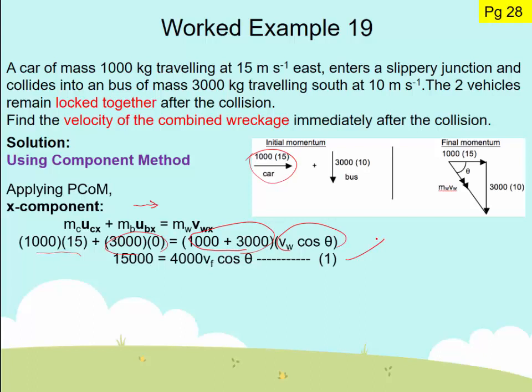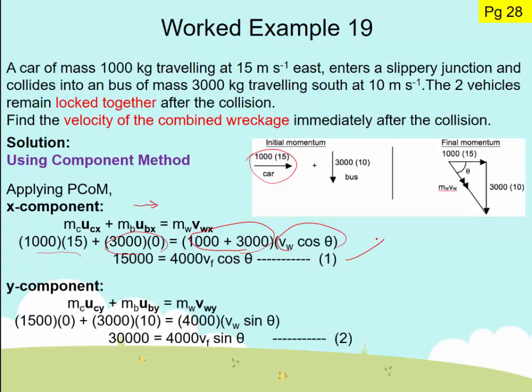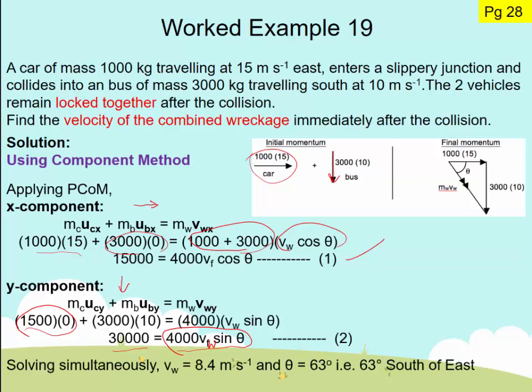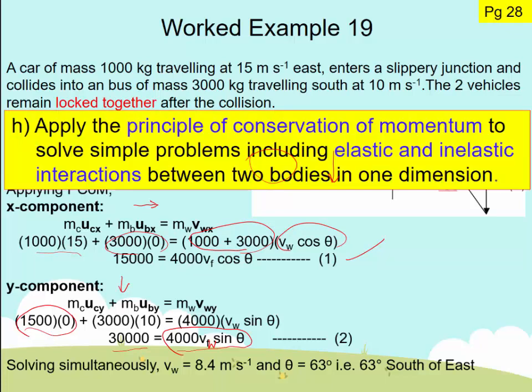Next, of course, we will apply PCOM in the y direction. In the y direction, the car has no initial momentum. So it will be just the momentum of the bus equals the final momentum of the two vehicles. Solving them simultaneously, you are able to get the same answer. So now you have two methods, using vector diagram and component methods. Using them, you should be able to apply the conservation of momentum to solve simple problems.